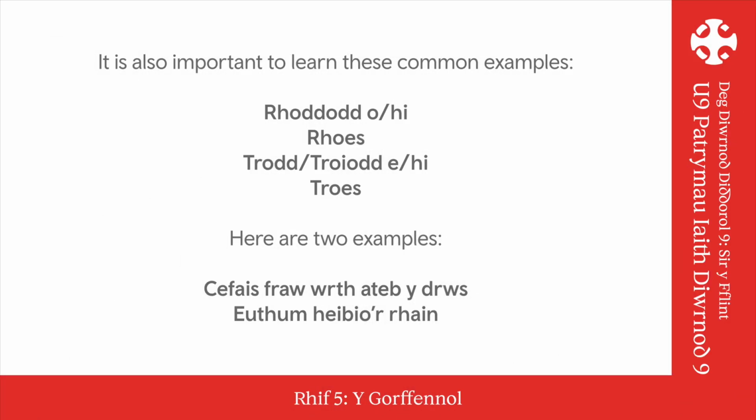It is also important to learn these common examples. Rhoddodd o, rhoddodd hi, rhoes. Trodd, troiodd e, troiodd hi, troes. Here are 2 examples. Cefais fraw wrth ateb y drws. Eithum heibio'r rhain.